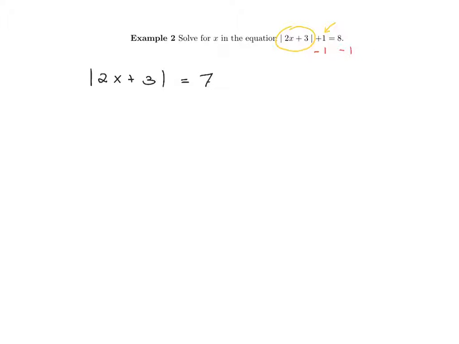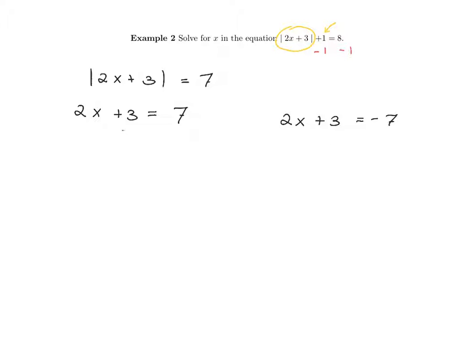This is a necessary step. You can't just ignore the absolute value symbols first. You have to solve for the absolute value piece by itself. Once we write it this way, now you can break it up into two pieces by asking, well, where's the absolute value of 2x plus 3 equal to 7? But also, where's the absolute value of 2x plus 3 equal to -7?